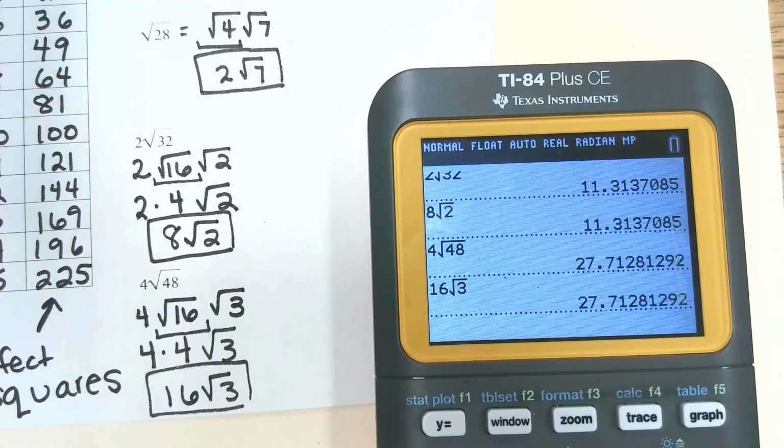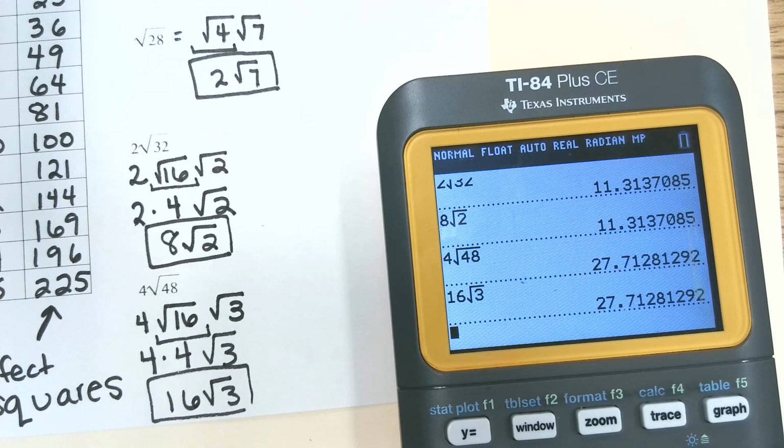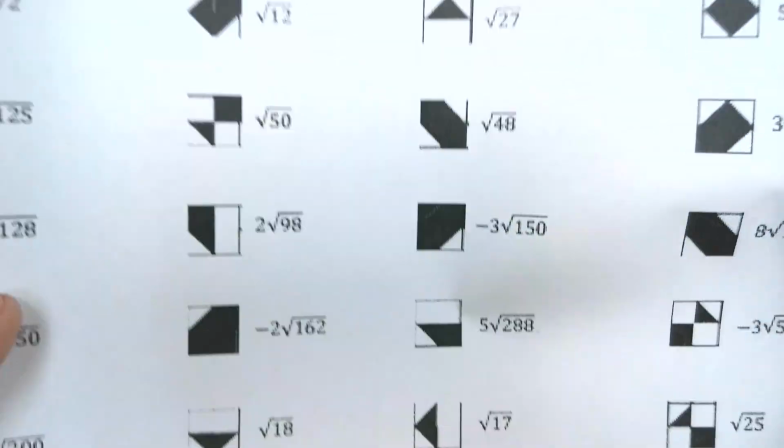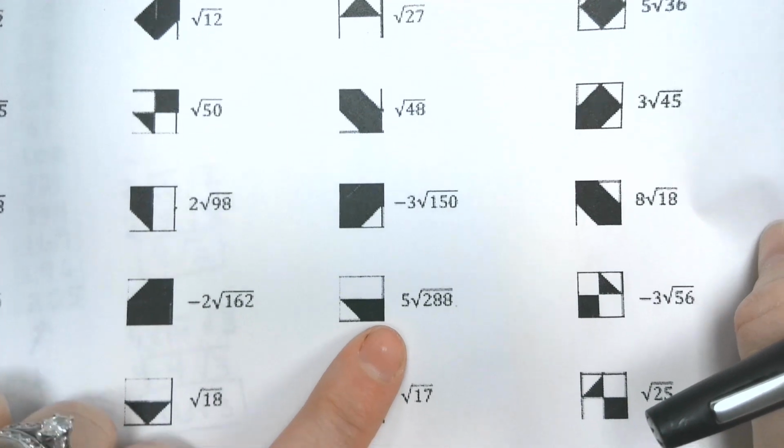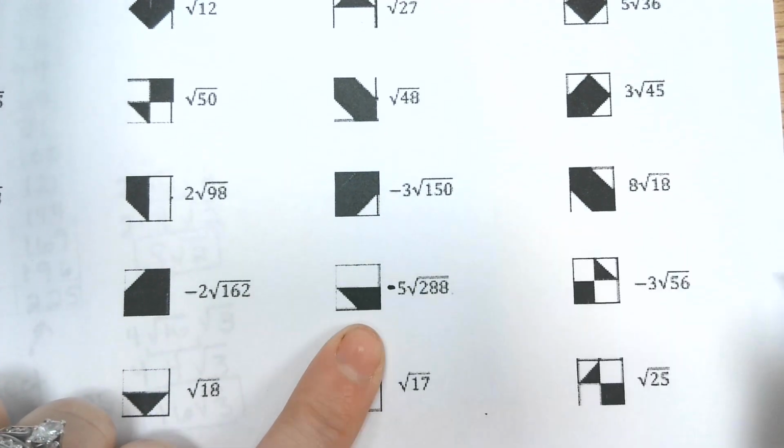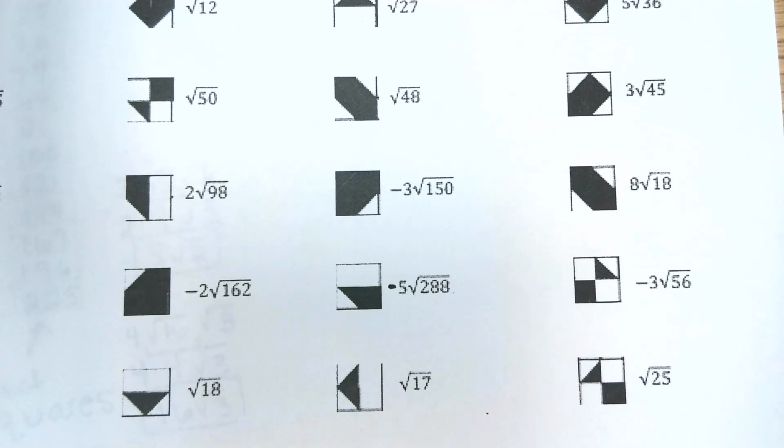Okay, so these are your notes. You do need to keep them out so that you can look at your perfect squares. Let's look at the assignment now. I did have one mistake on the assignment. So this is what the assignment looks like. There's one mistake down here. This should be a negative. So make sure you fix that.